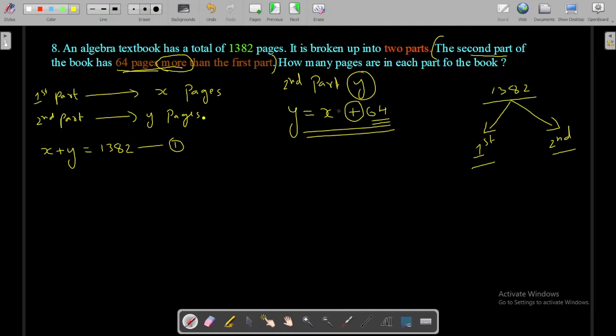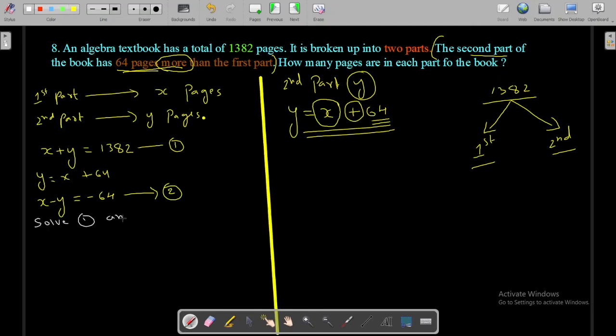And this is our first part. So we will get y is equal to x plus 64. So we can write like this. Y is equal to x plus 64. So if I simplify this one, I will get x minus y is equal to minus 64. So this is our second equation.